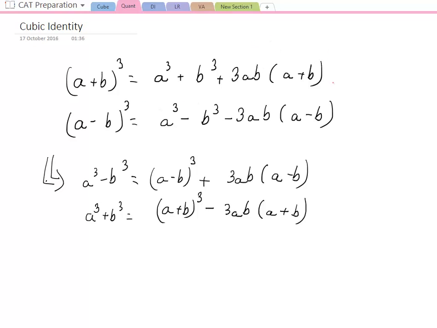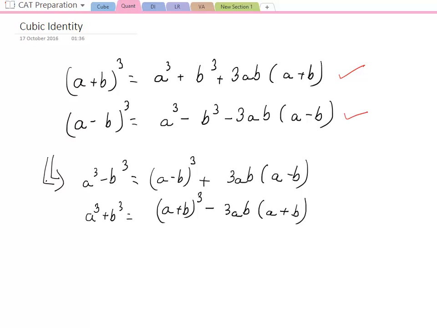In this video, let's look at some cubic identities. (a + b) cube is equal to a cube + b cube + 3ab(a + b), while (a - b) cube is equal to a cube - b cube - 3ab(a - b). You can get the second from the first one just by substituting -b in place of b.